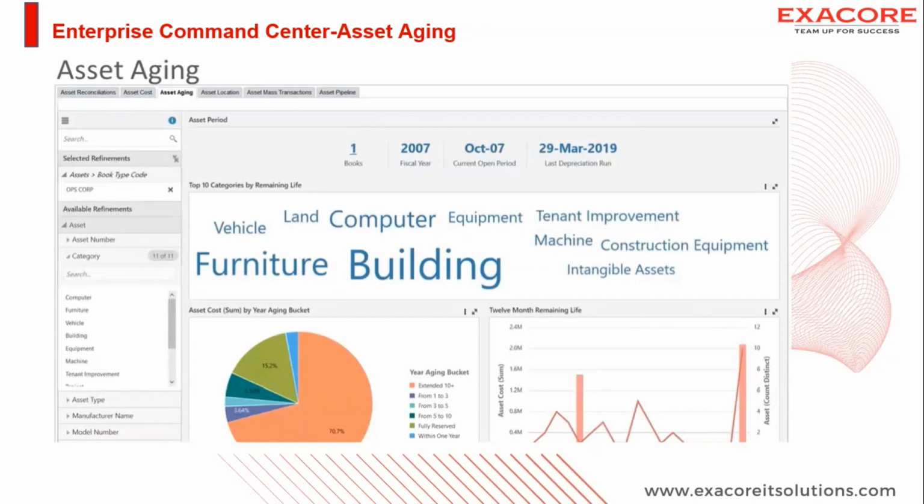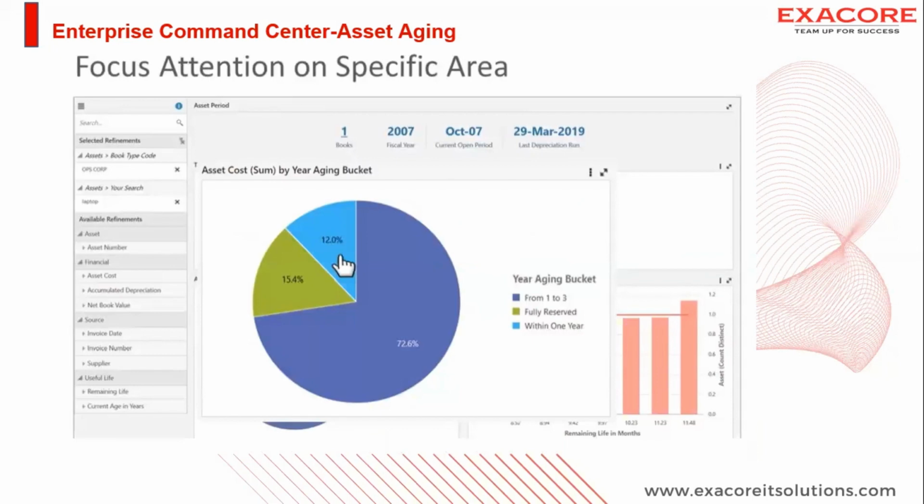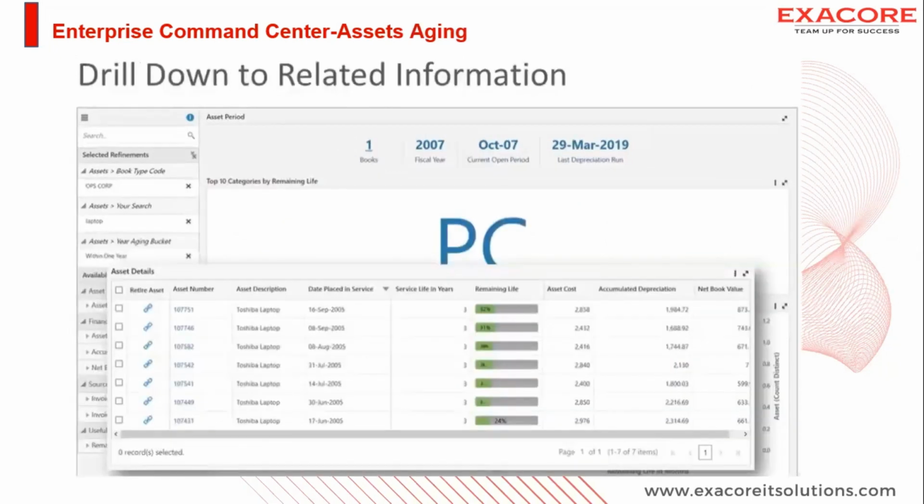So let's look into one example. The manager can search for any particular asset from the available refinery. So now we are focusing on the asset called laptop. Focus on the asset aging within 1 year by clicking on the within 1 year aging bucket. From this aging bucket chart, we can focus on the within 1 year assets. From the resultant table, the manager can view the remaining life of the asset. If necessary, they can perform transactions like retirement of the asset.